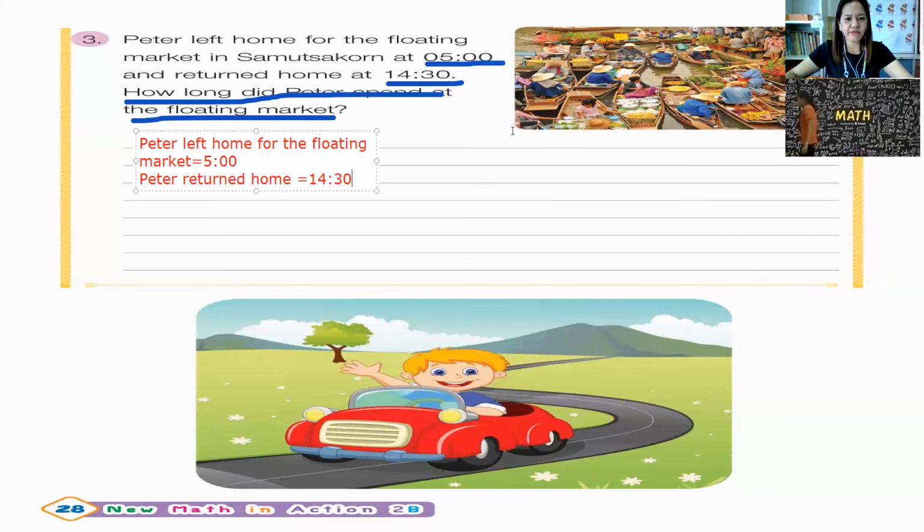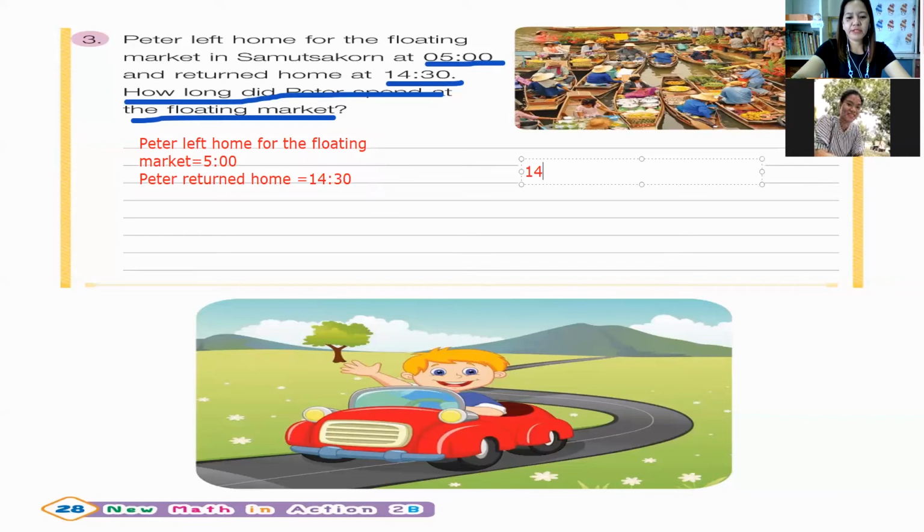Therefore, how many hours did he stay at the floating market? What should we use? Addition or subtraction? Plus or minus? Correct, it is minus. We will use minus. So first is the big number, 14:30, minus 5 o'clock. Okay, please write.